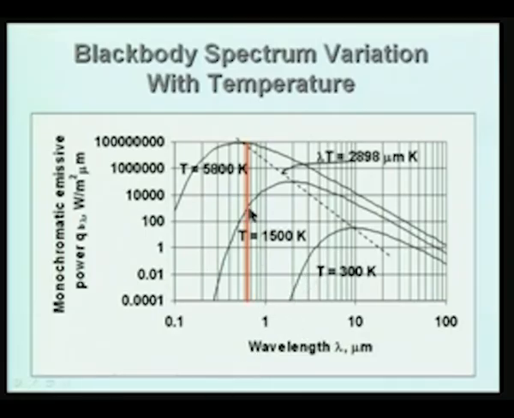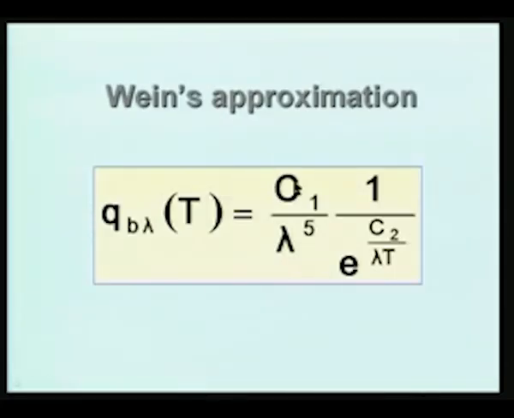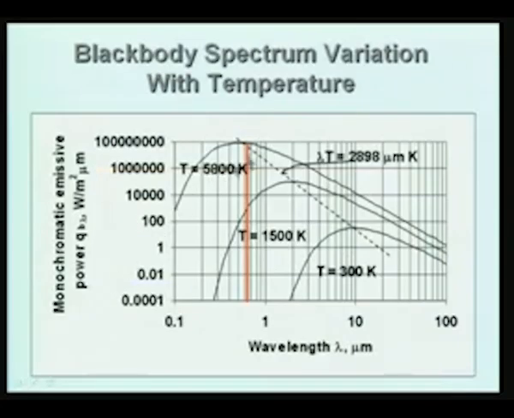So, the value of the QB lambda is about 400 or so here at 1500 Kelvin, but when it goes to 5800 Kelvin, you see it becomes 10 to the power of 8. It becomes almost 10 to the power of 8. So, the variation from here to here is very severe.